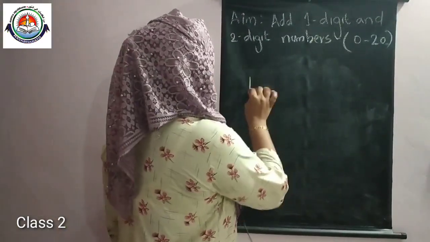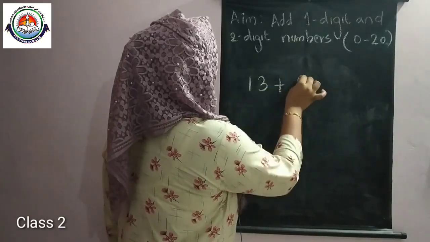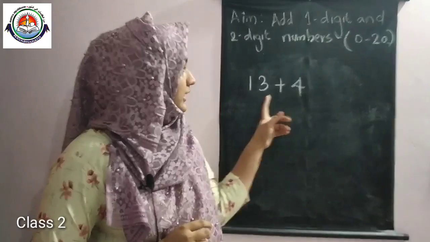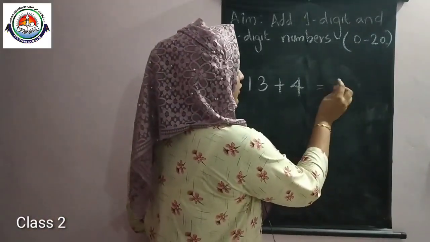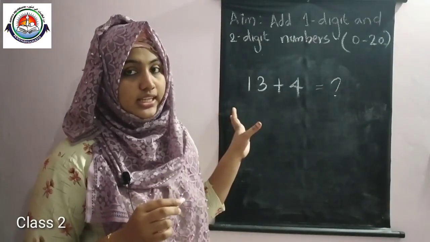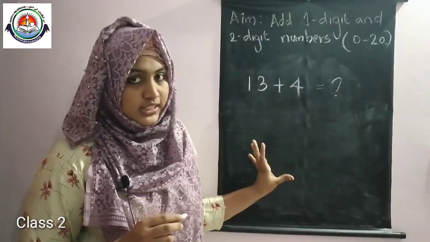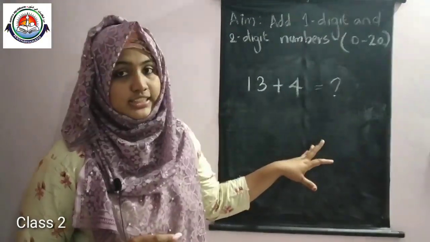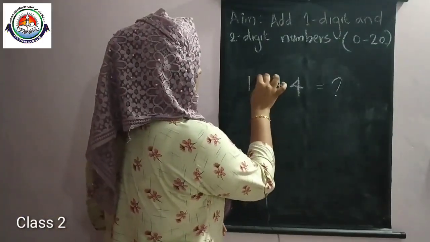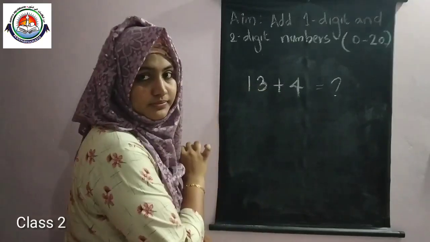Now, can you say what is 13 plus 4? Can you say what is 13 plus 4? We don't know the answer, right? Then we can draw the place value blocks and we are going to find the sum. Okay. So, how we can draw number 13?